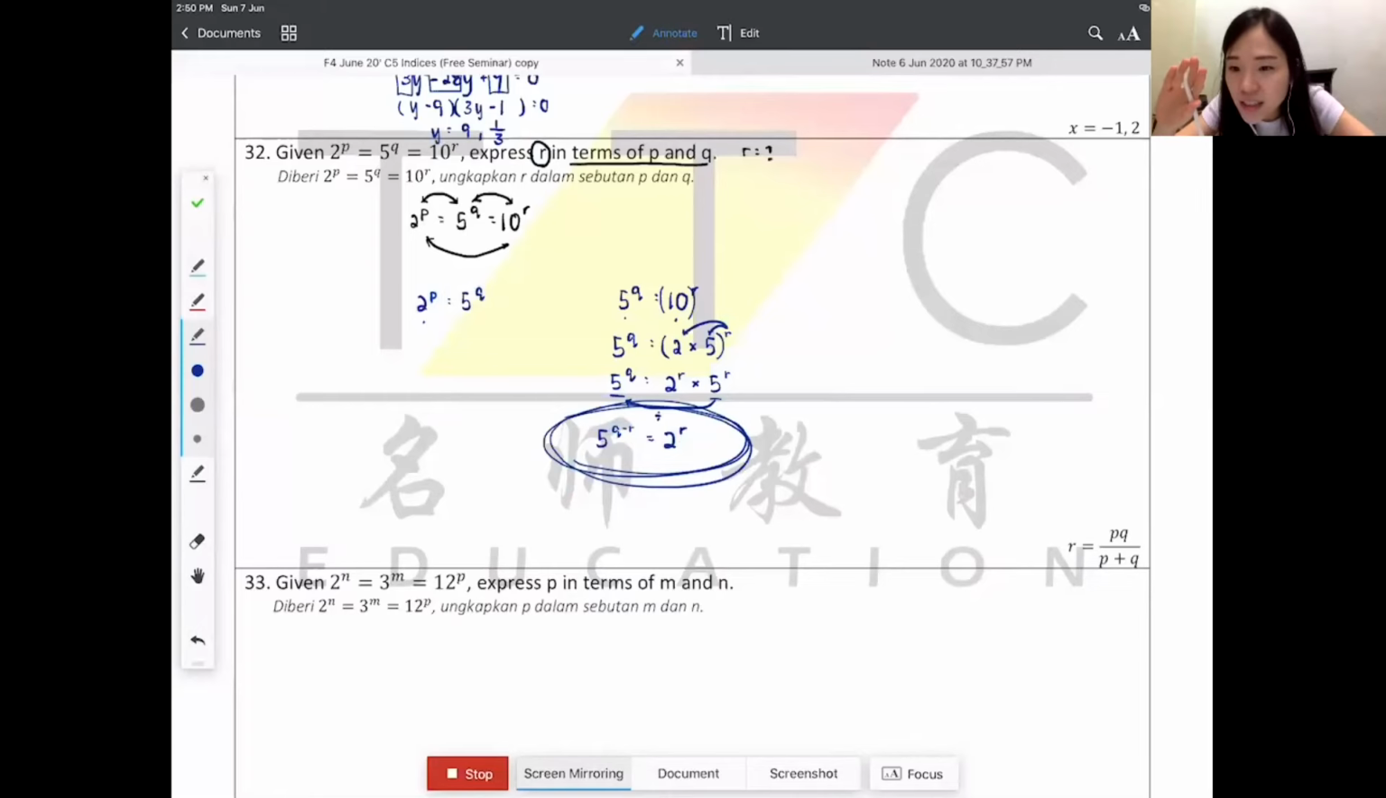Wait, let's see. No, Kisha, no need third type of equation. Wait, oh my god, you just talk too fast. Wait, q over r equals 2r, can?